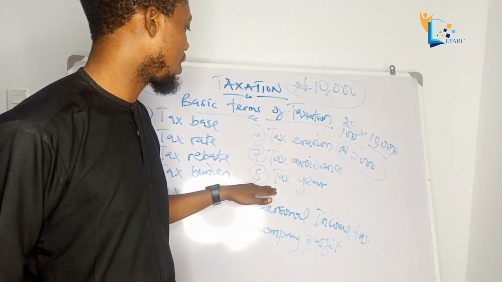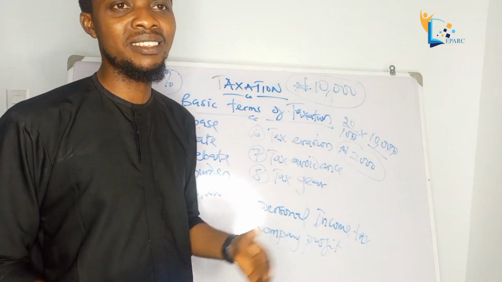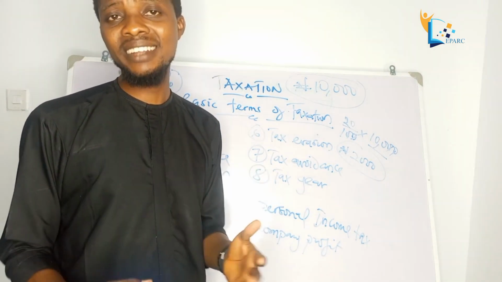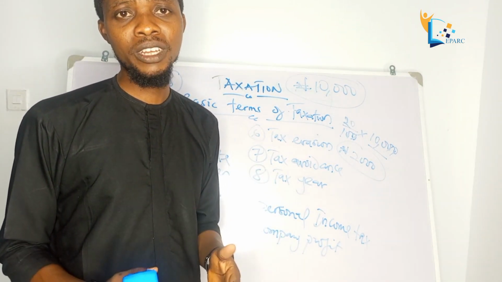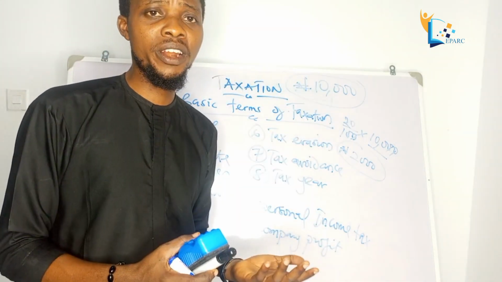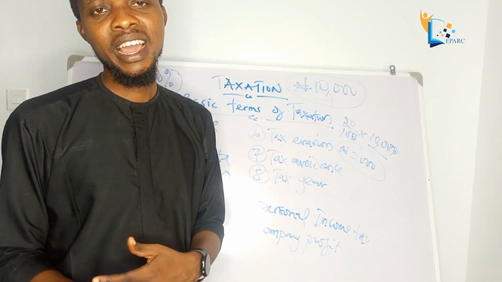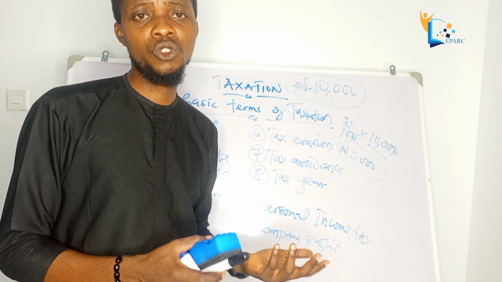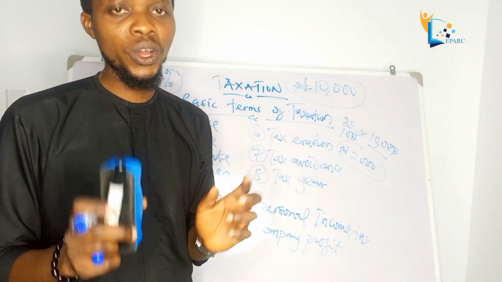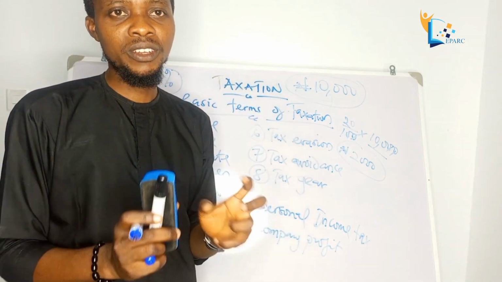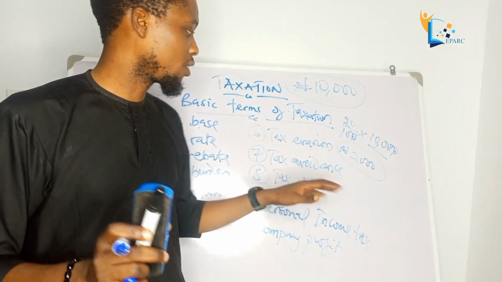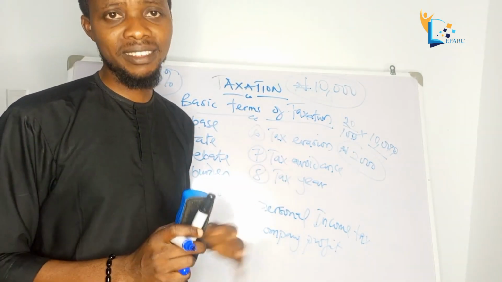Okay? Now finally we talk about tax year. Tax year is the period, which is usually a year, that tax is being levied upon. It can be from January 1st to December 31st. It can be from March to April. It can be from February to March. But it's usually a year. So that period on which tax is calculated, on which tax is levied, is what is known as tax year.